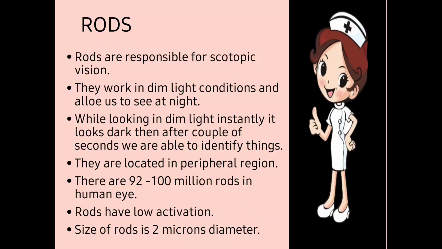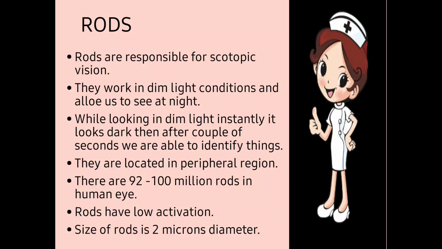Next one, rods. The rods are responsible for scotopic vision. The word scotopic means dim vision, night vision. They work in dim light conditions and allow us to see at night. Rods help us to see in dim light conditions. For example, at night, when all the lights are turned off, we can still identify things.